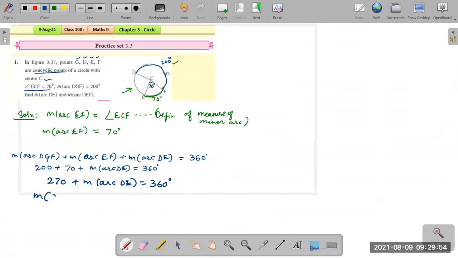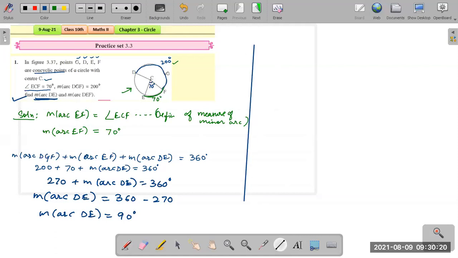So what will be the measure of the arc DE? I guess you all must have got the answer already. 360 minus 270. The measure of arc DE is equal to 90 degrees. So here you can see we have got the first part, that is the measure of arc DE. Now let's find the second part.